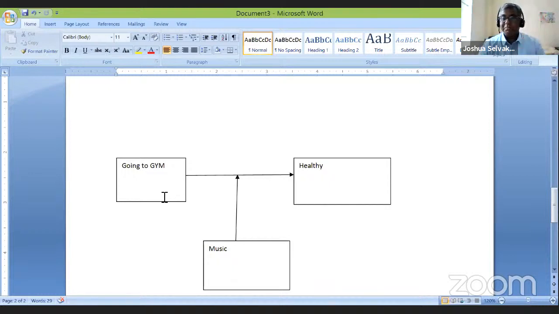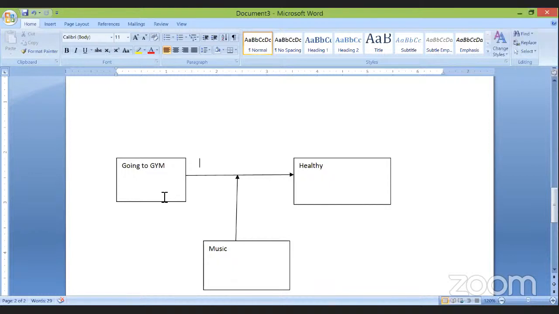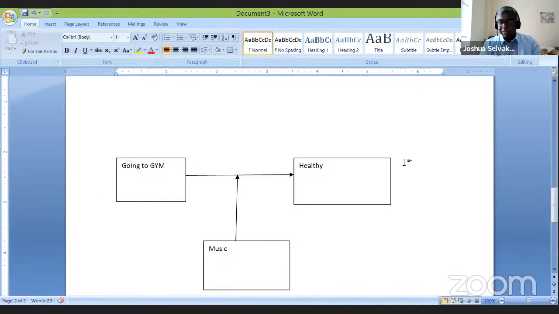Now you see my theory coming. I'm theorizing: by going to the gym, I become healthy. And if I play music in the gym, I tend to listen to music and exercise more than the time stipulated. If I spend more time in the gym, naturally I become healthy. So music acts as a moderator between these two variables, going to the gym and healthy. This is what I mean by constructs, subconstructs, variables, moderating variables.